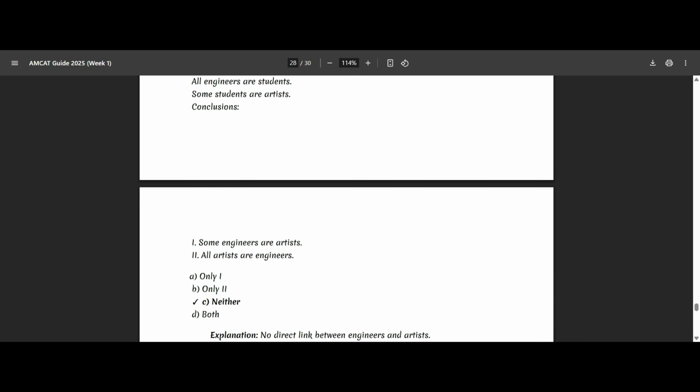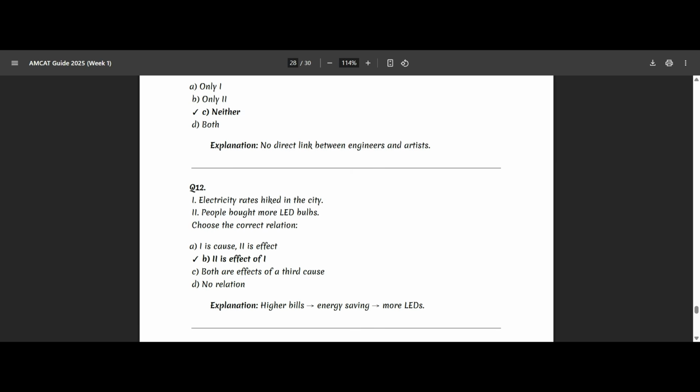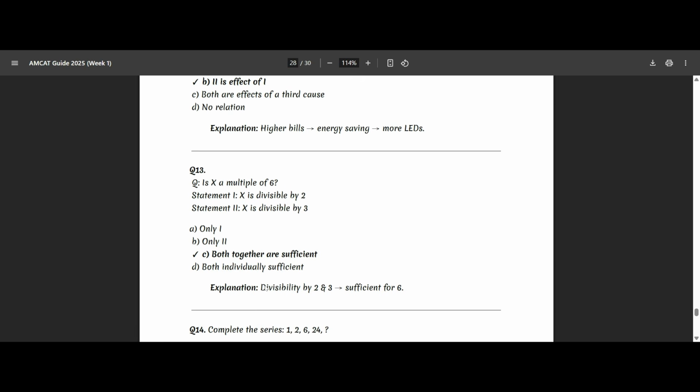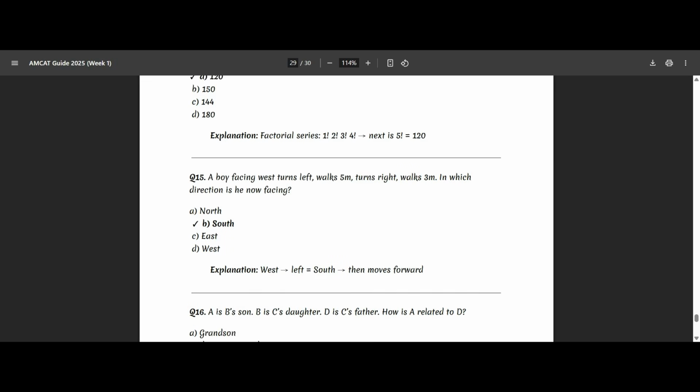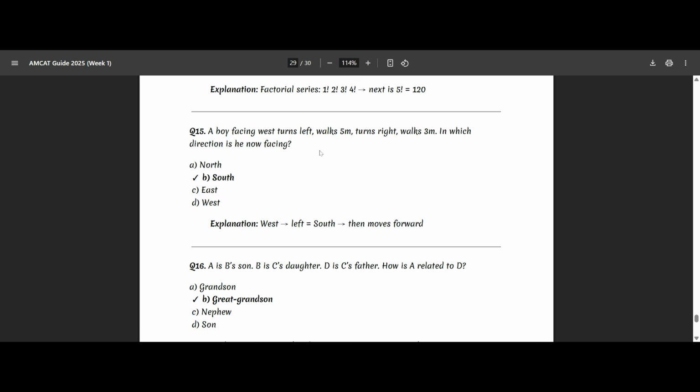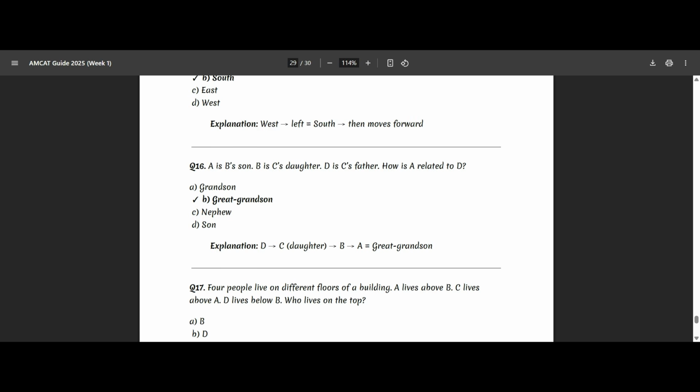Then we have question 11 here. Then 12, these are all relation and cause based. Then 13, 14, a boy is facing west. Where is west? Left. So west, say he again turns left, that is bottom. Walks 5 kilometers. Then he turns right. He is facing the south now. So from there he turns right and walks 3 kilometers. So he is facing south, then moves forward.